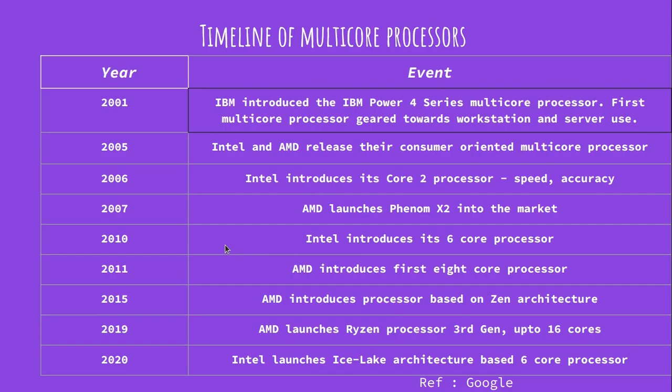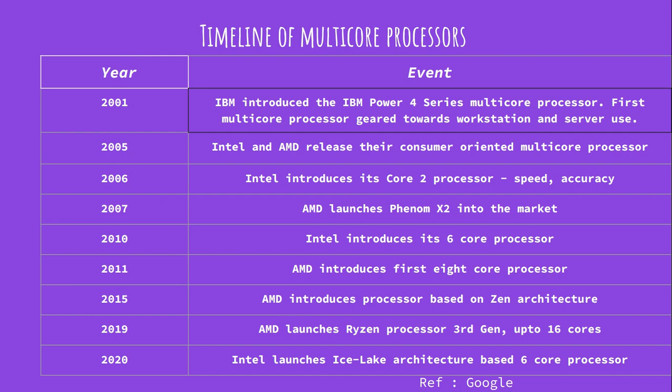IBM created the race for multi-core processors. This led to various events happening. The timeline of various important events in the multi-core processing industry is shown here. Starting off, in the year 2001, IBM introduced the Power 4 series multi-core processor. It was the first multi-core processor geared towards workstation and server use.